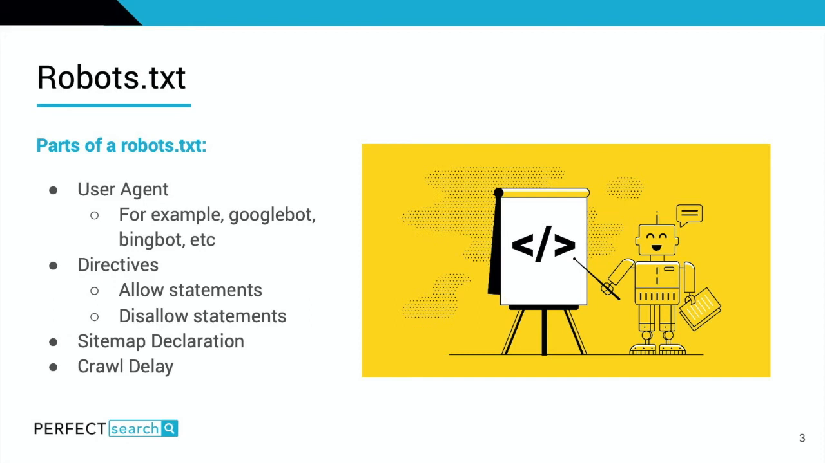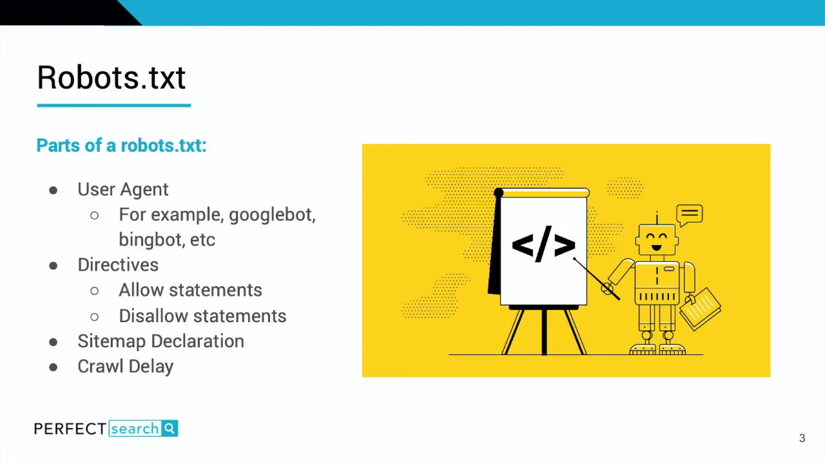Another important part of the Robots.txt file are directives. Directives are the rules. So there's two sets. One is allow and the other is disallow. So the purpose of them is pretty straightforward. Allow statements are directives or rules that state which URLs are allowed to be crawled by search engines, and disallow statements are pages that Robots.txt is instructing not to crawl.